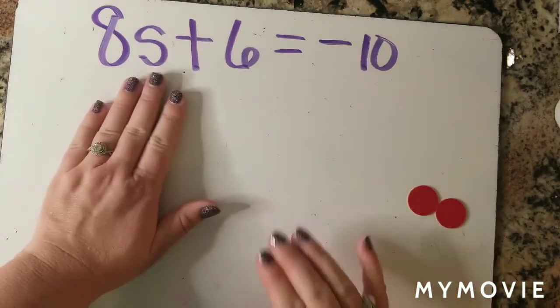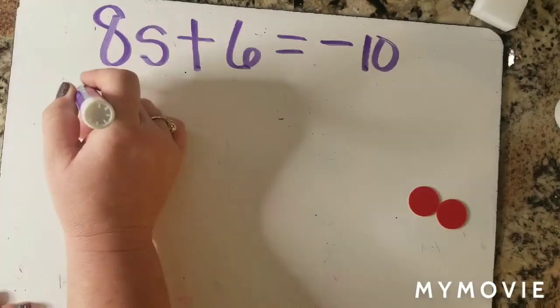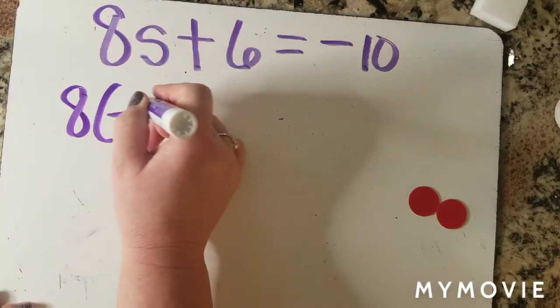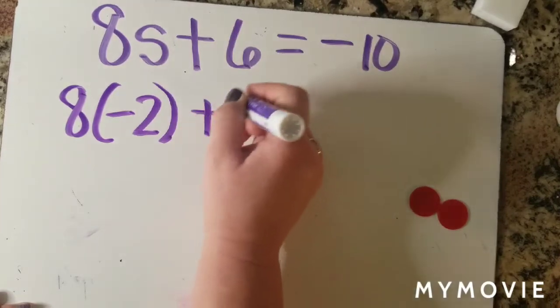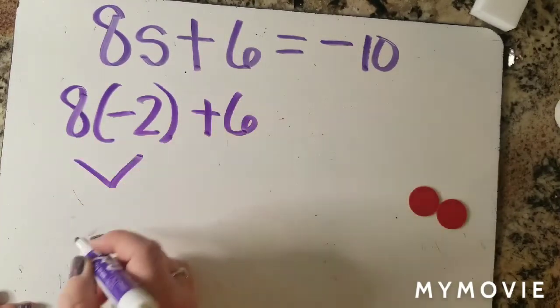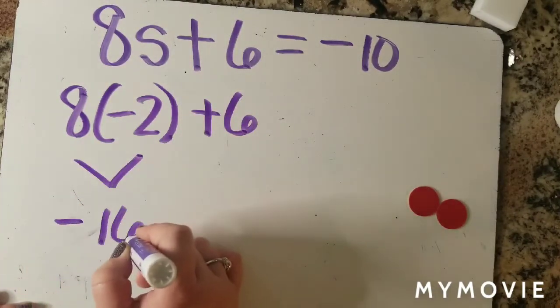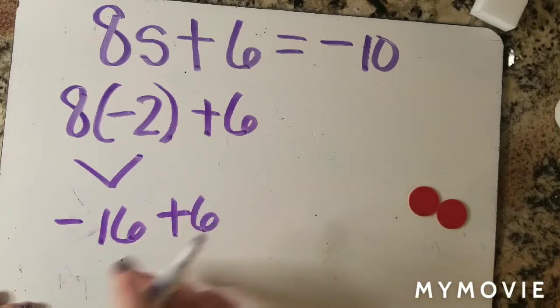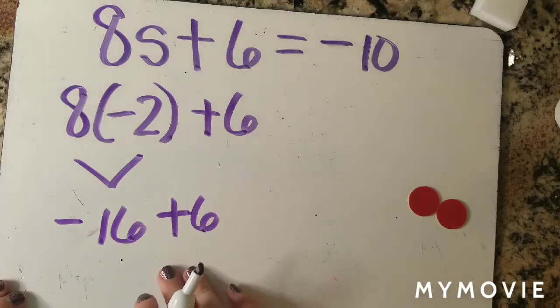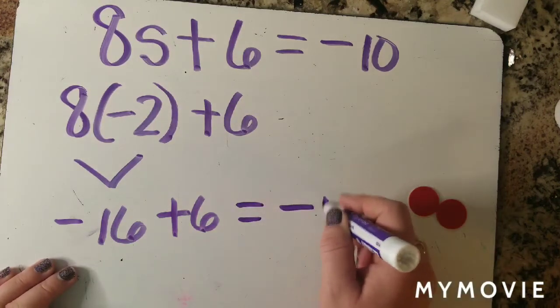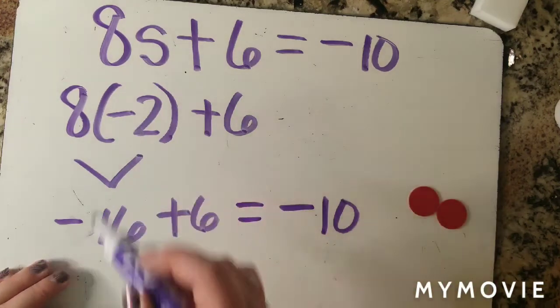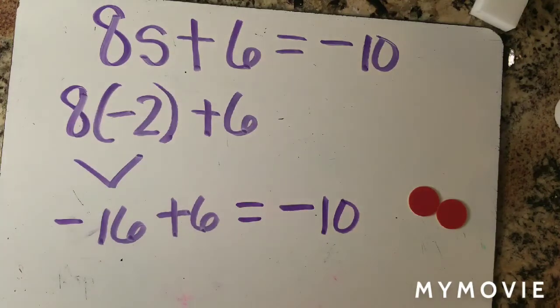So let's put that into our equation and see if it works. So 8 times negative 2 plus 6. 8 times negative 2 is negative 16 plus 6. So negative 16 plus 6, my signs are different, so I subtract, and I would get negative 10. So negative 2 is what s is equal to.